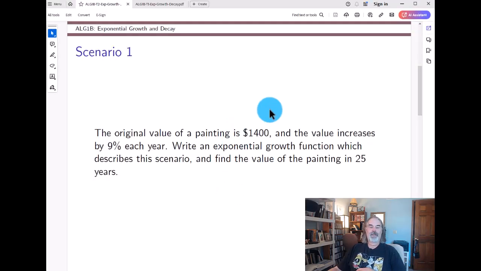Okay, here we are. So scenario number 1. We have a painting. Its current value is $1,400, but that value is going to go up by 9% each year. That is exponential growth. We're going to write the function that builds this information in and use that function to find the value of the painting 25 years from now.